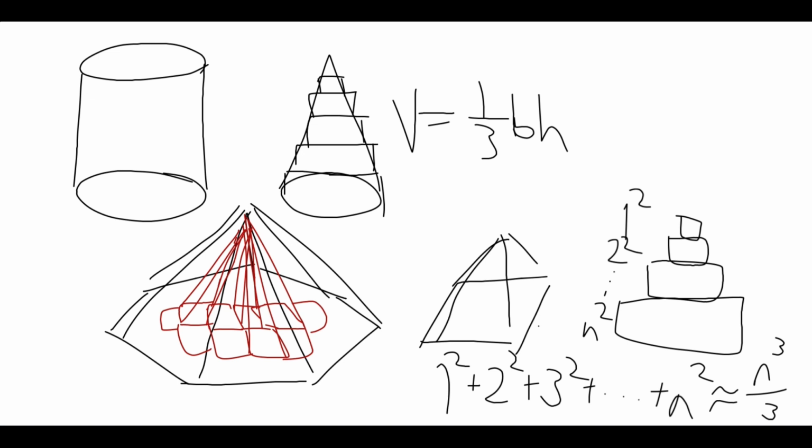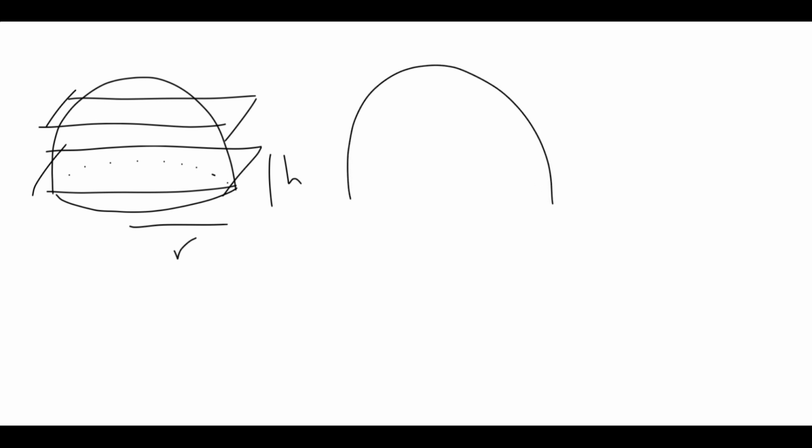Now, the really clever part is how Archimedes turned this into the volume of a sphere. So what Archimedes did was he took a hemisphere, and then he took slices parallel to the base. Okay, now if our slice is at height h, and say the radius is r, then the cross-section will look something like this.